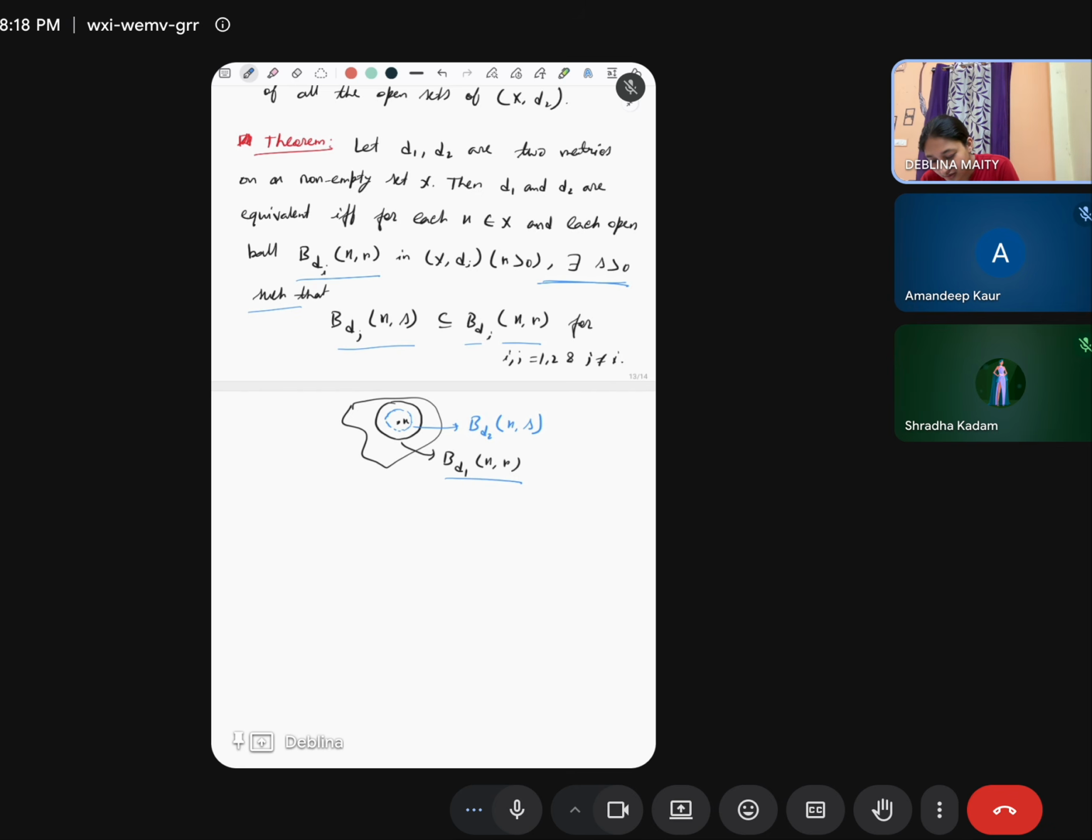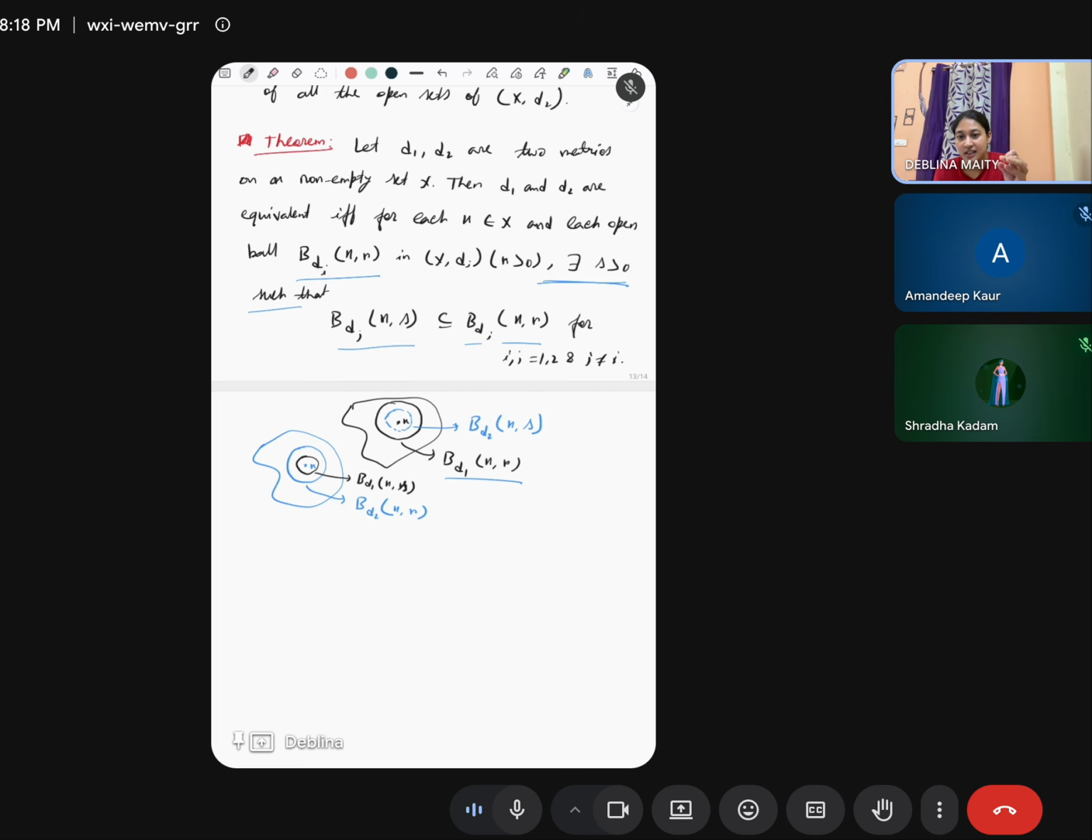So suppose this is x and this one is B_D2(x, r), right? Then there will be some s for which this B_D1(x, s) is totally contained in B_D2(x, r), right?